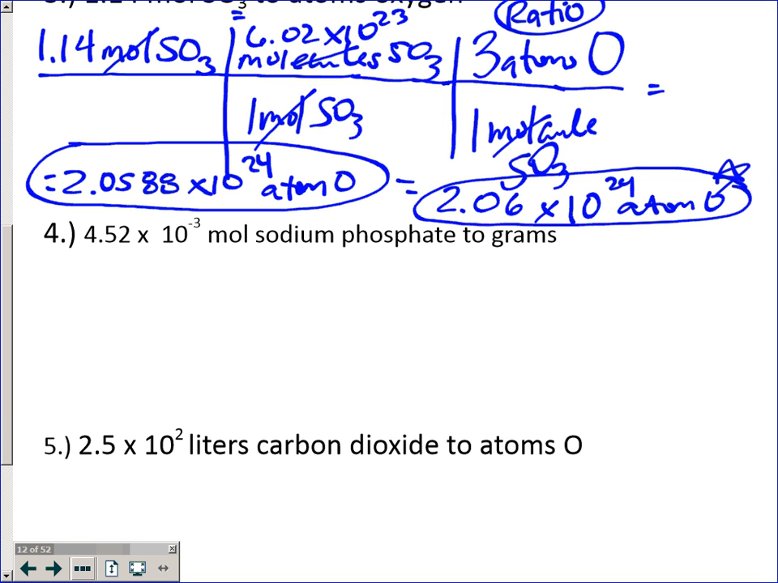1.5 of sodium phosphate. You need to write your formula down. I don't see formulas.